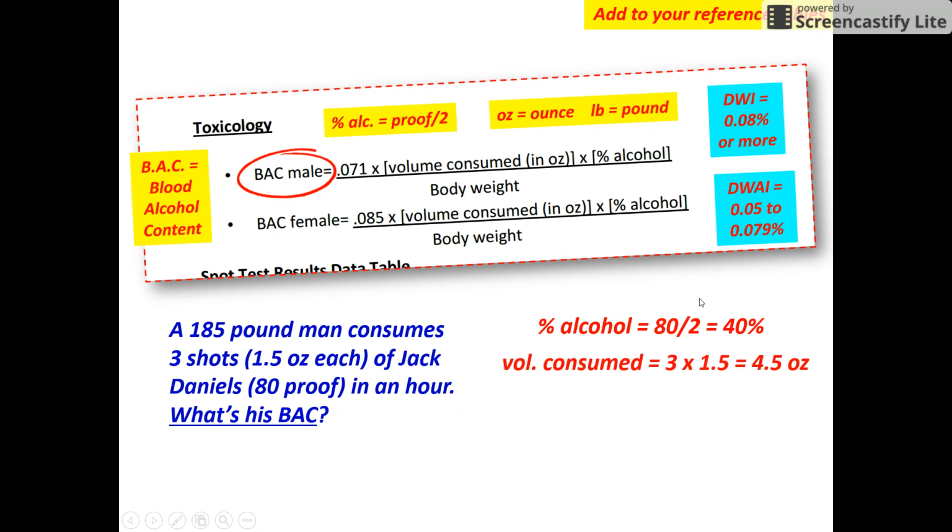The volume consumed: he takes 3 shots, and each one is 1.5 ounces. So 3 times 1.5 is 4.5 ounces. Then we plug everything into the formula: 0.071 times 4.5 ounces times 40% divided by his body weight, 185 pounds, gives us 0.06908. We can round that off to 0.07% BAC. So he qualifies as DWAI, but not DWI.